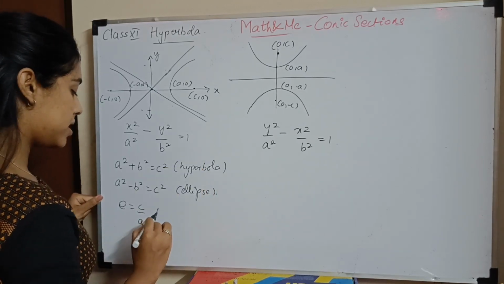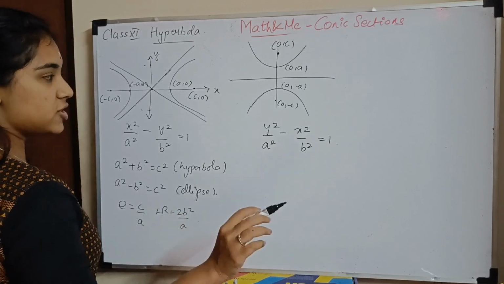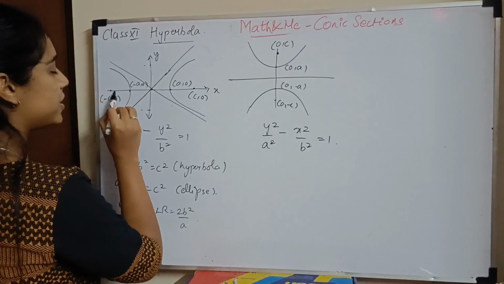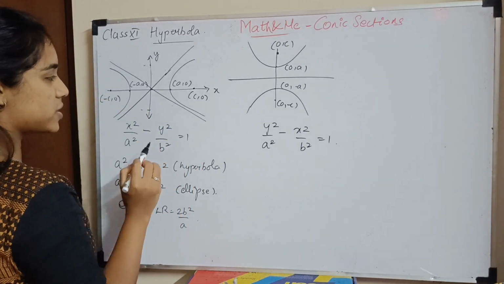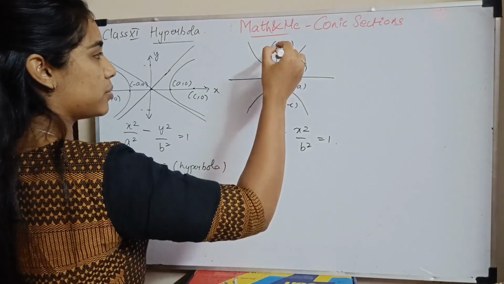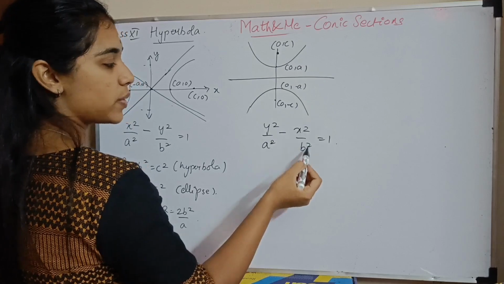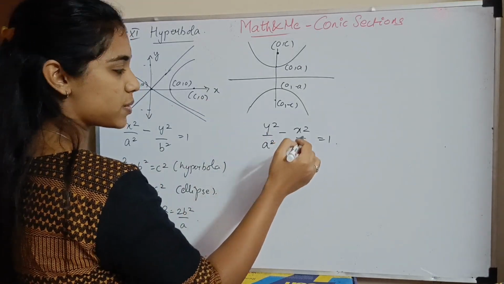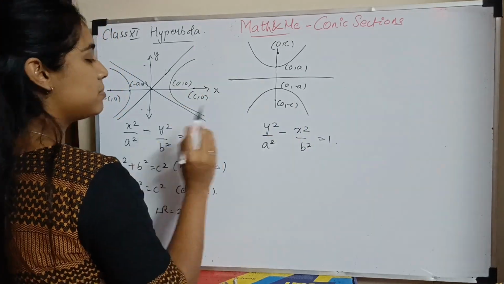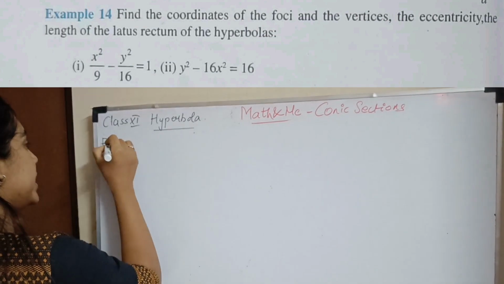And you have the same eccentricity, c by a, and the length of the latus rectum is 2b square divided by a. Nothing else changes. Only when you have the hyperbola along the x-axis, you have x square by a square minus y square by b square. When you have the hyperbola along the y-axis, you have y square by a square minus x square by b square. In the ellipse we had a plus: y square by a square plus x square by b square. For hyperbola, you have a minus. Okay, that's it.